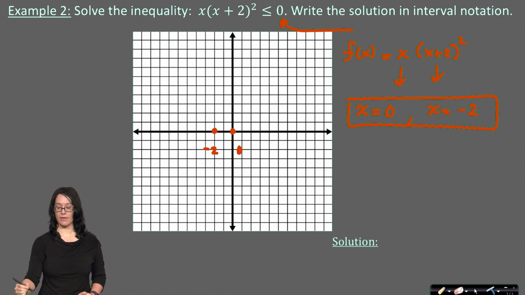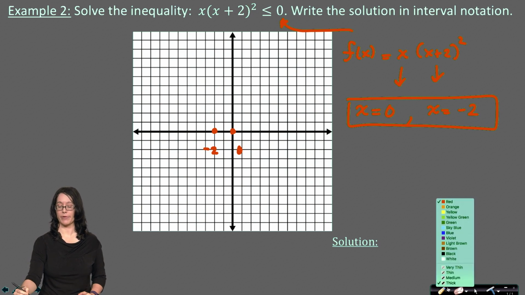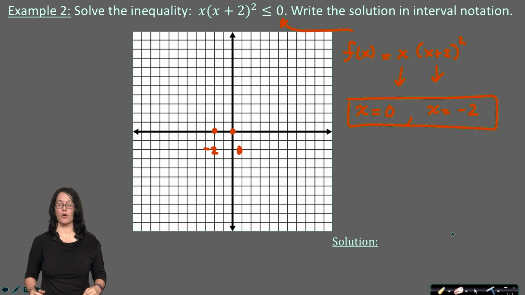Now to continue the graph, we would look for end behavior, wouldn't we, for a polynomial? So we have to ask ourselves, what is the degree of this polynomial? Well, it's in factored form, so I don't just look for the highest power, but rather I add up the multiplicities of each factor. 1 plus 2 is 3, which is odd.